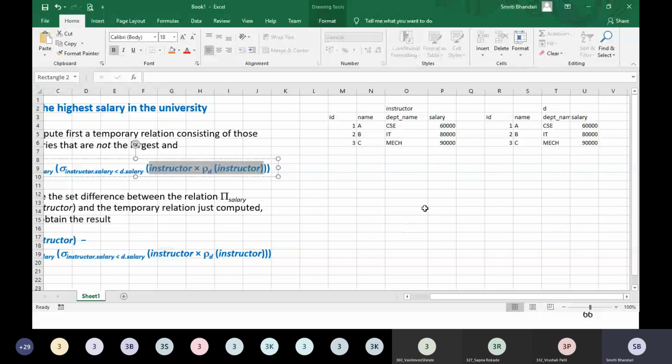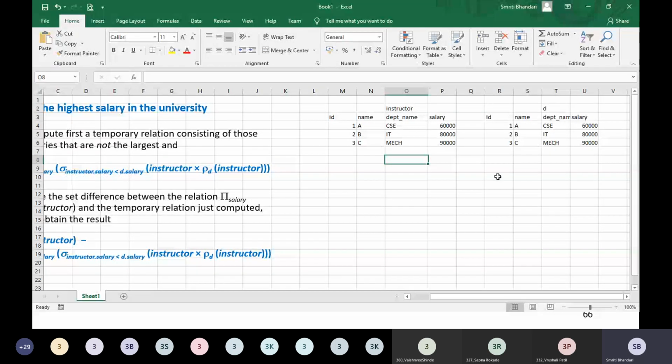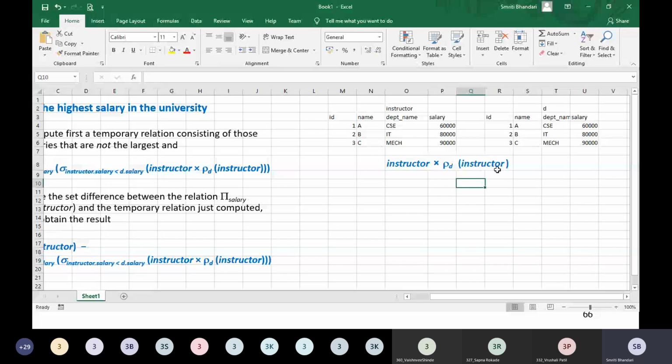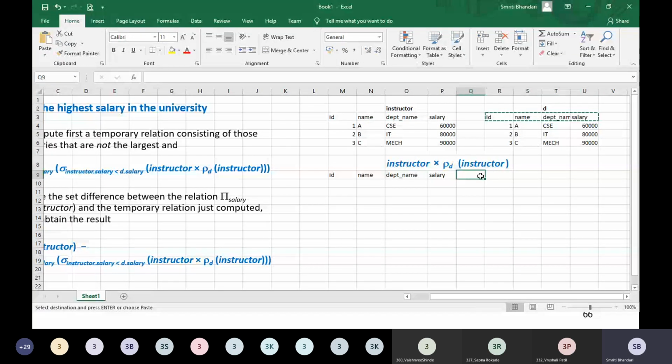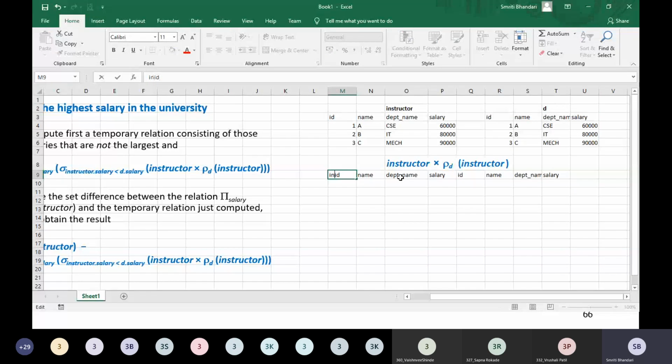What we want to compute? We want to compute the cross product of instructor with itself. So we want to compute this cross product, instructor cross instructor, right? So we want to find out the Cartesian product of this instructor and this D. So what will be the output and how many attributes I will be having in this cross product? I will have all these attributes, right? And I will have these attributes from D.